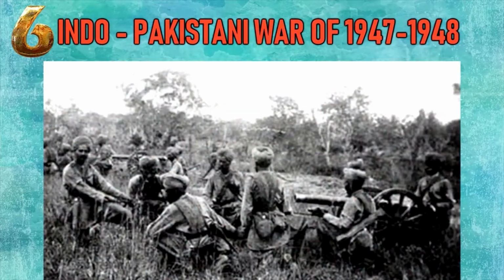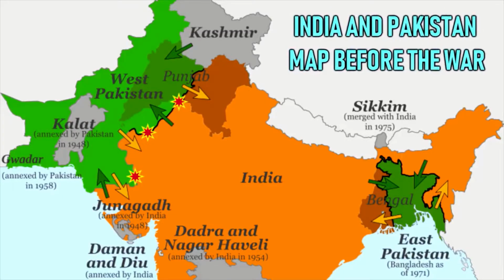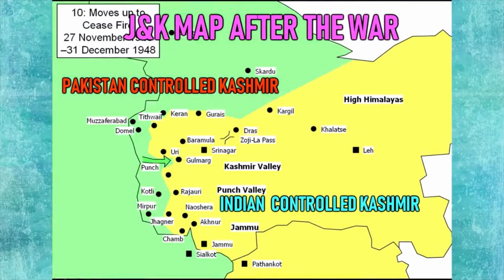Number 6. Indo-Pakistani War of 1947 to 1948. The Indo-Pakistani War was fought between India and Pakistan over the princely state of Jammu and Kashmir from 1947 to 1948. The result of the war was inconclusive.